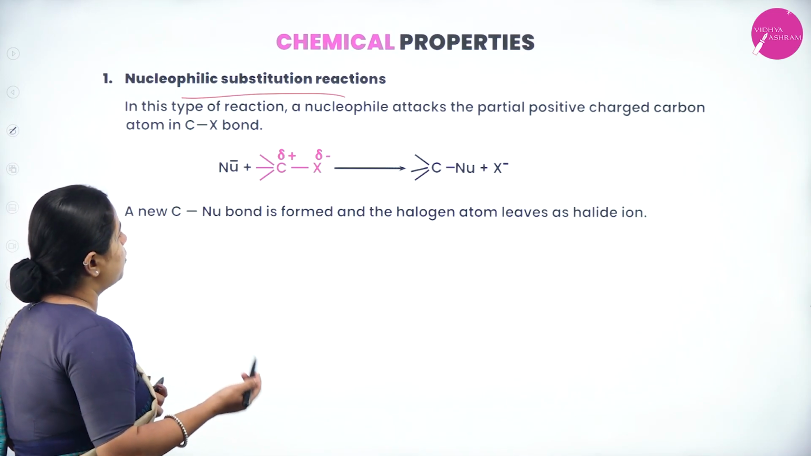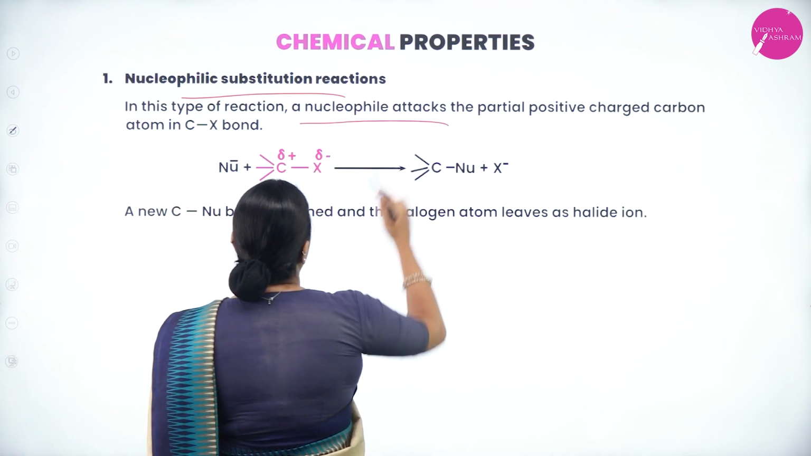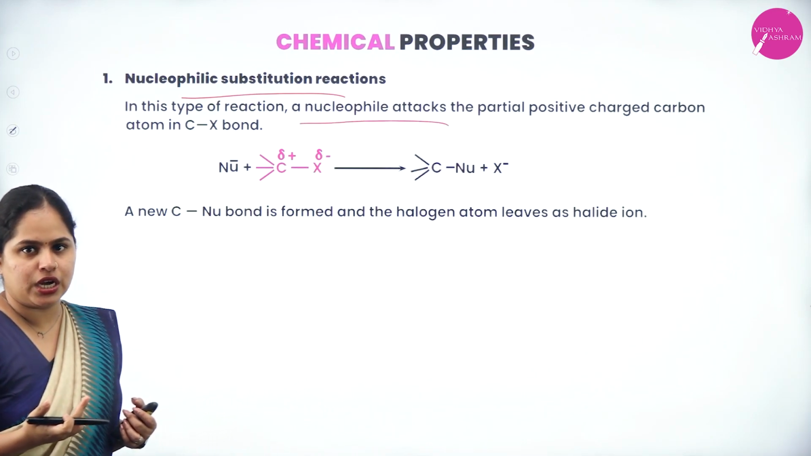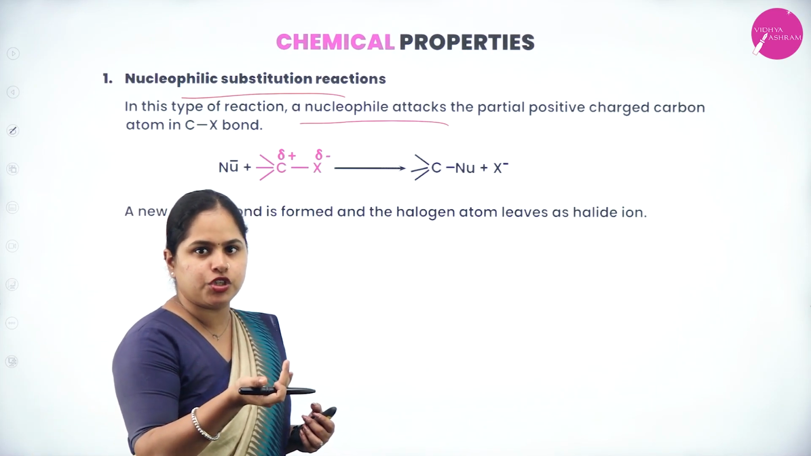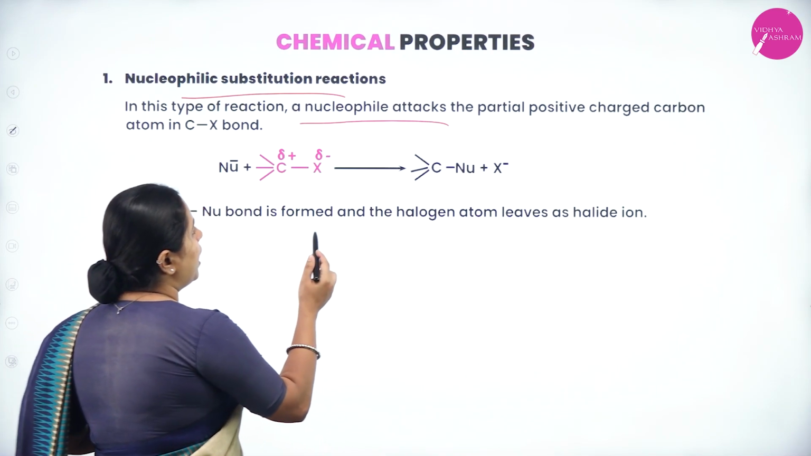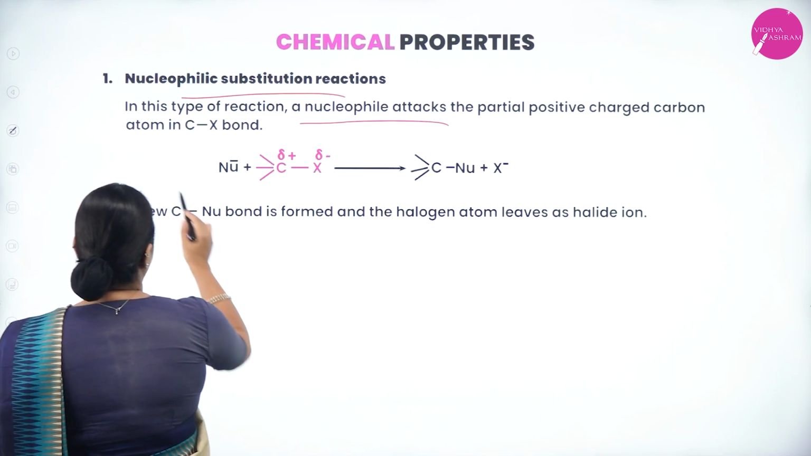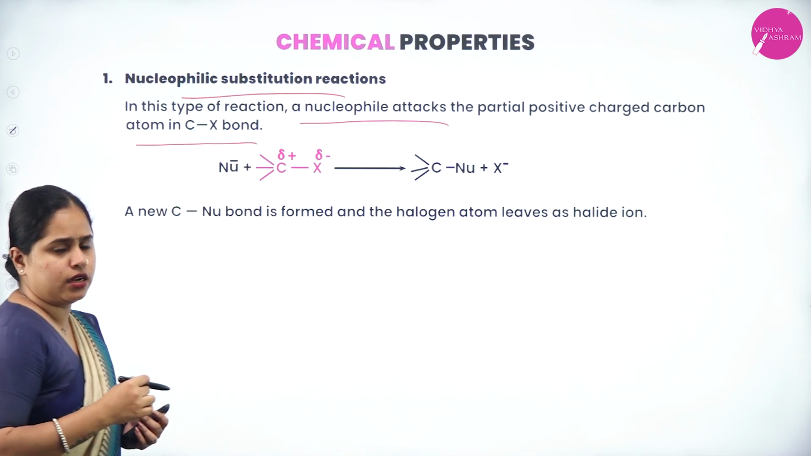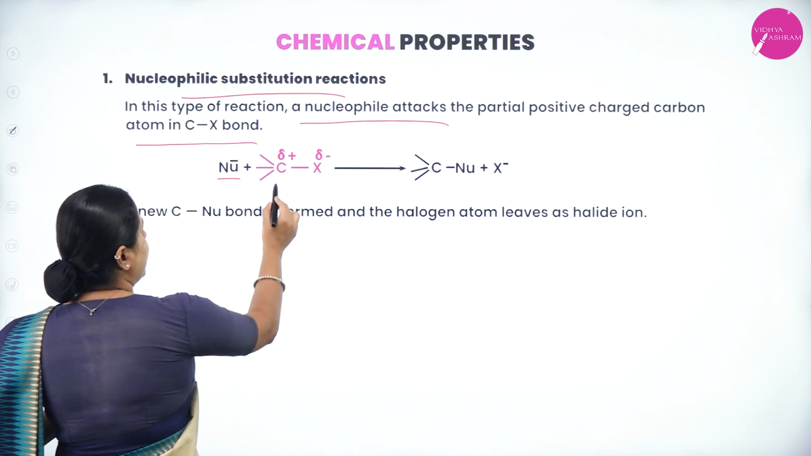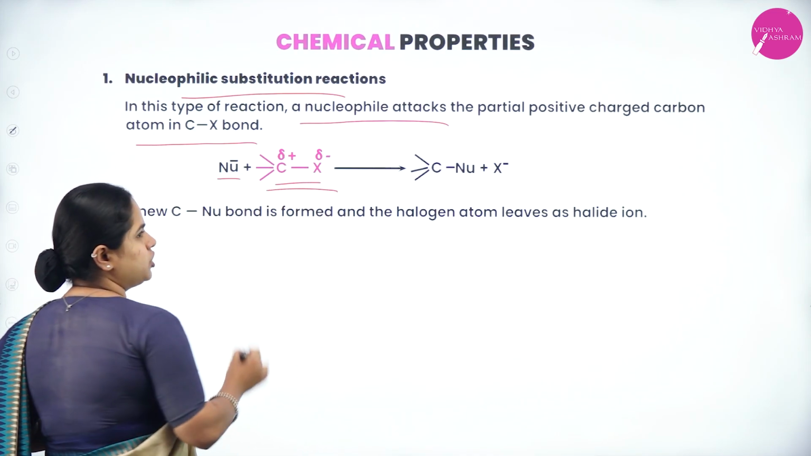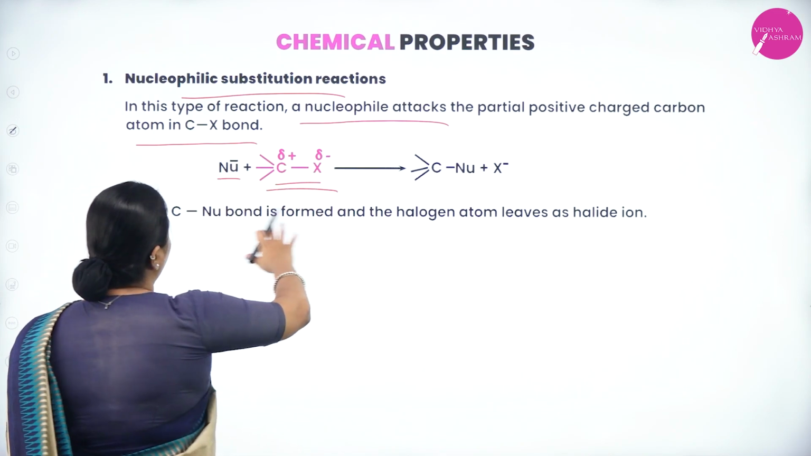In this type of reaction, a nucleophile, which is a negatively charged species, is attracted towards the positively charged species, the partial positive charged carbon atom in the carbon halogen bond. As you can see here, a nucleophile, and this is a carbon halogen bond of your haloalkane.